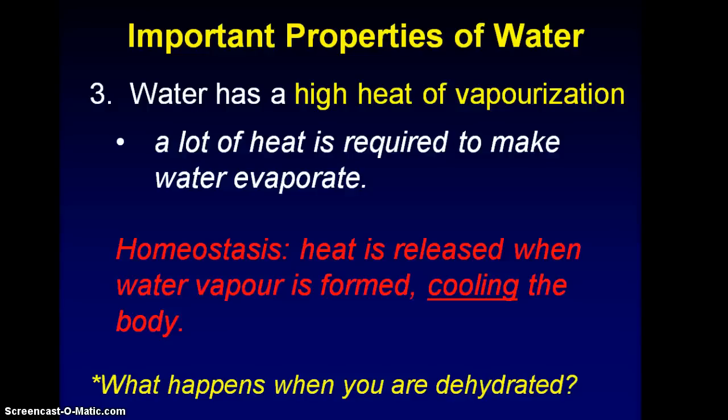What this means for our body in homeostasis is that as we sweat and water evaporates off our skin, it allows us to cool down. Because it takes so much heat to change the water from a liquid to a gas or a vapor, that heat is being used up off our body to cool us down as the sweat evaporates from our skin. If we are dehydrated, we don't have enough water, we can't create as much sweat, and therefore we won't be able to cool ourselves down as easily.